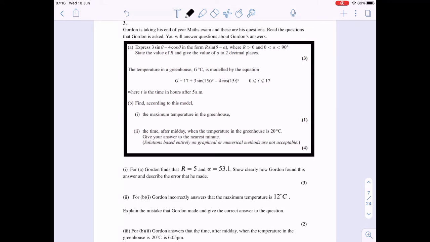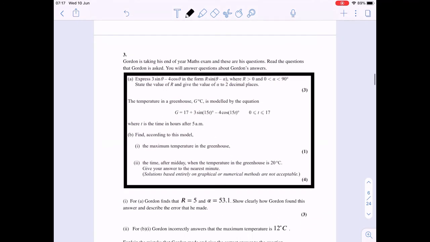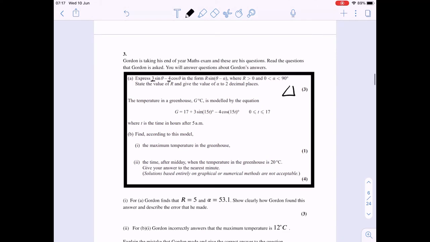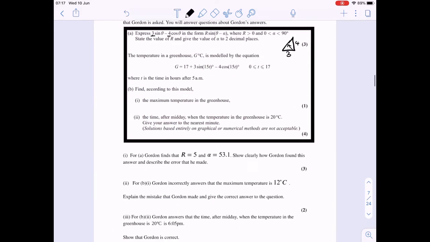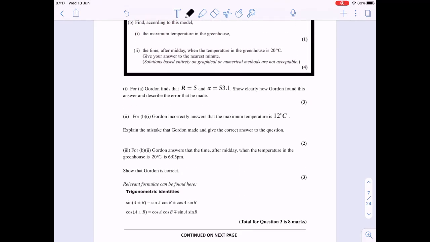So straight away, we're looking at Gordon's answer. Gordon finds that r equals 5 and alpha is 53.1. Okay, so there are a couple of shortcuts you can use for this. We can use these values because we know this is going to end up as a sort of right angle triangle with sides of 3 and 4, and r is always going to be our hypotenuse. So straight away we can show that r is going to be the square root of 3 squared plus 4 squared, which comes out as 5. So I'm quite happy with Gordon's r value.